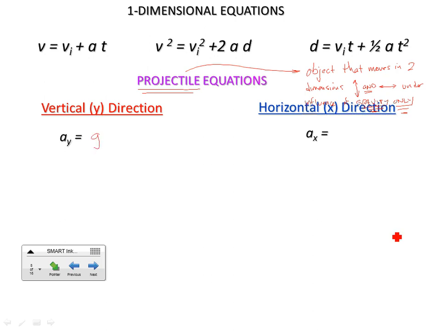projectiles have a vertical acceleration that's g, just like free fall stuff. All right, but here's a real important point. The horizontal part of a projectile's motion has an acceleration of nothing, right? Remember, forces cause accelerations. There are no forces in the horizontal direction, therefore there's no acceleration. All right, so here's what we do, right?